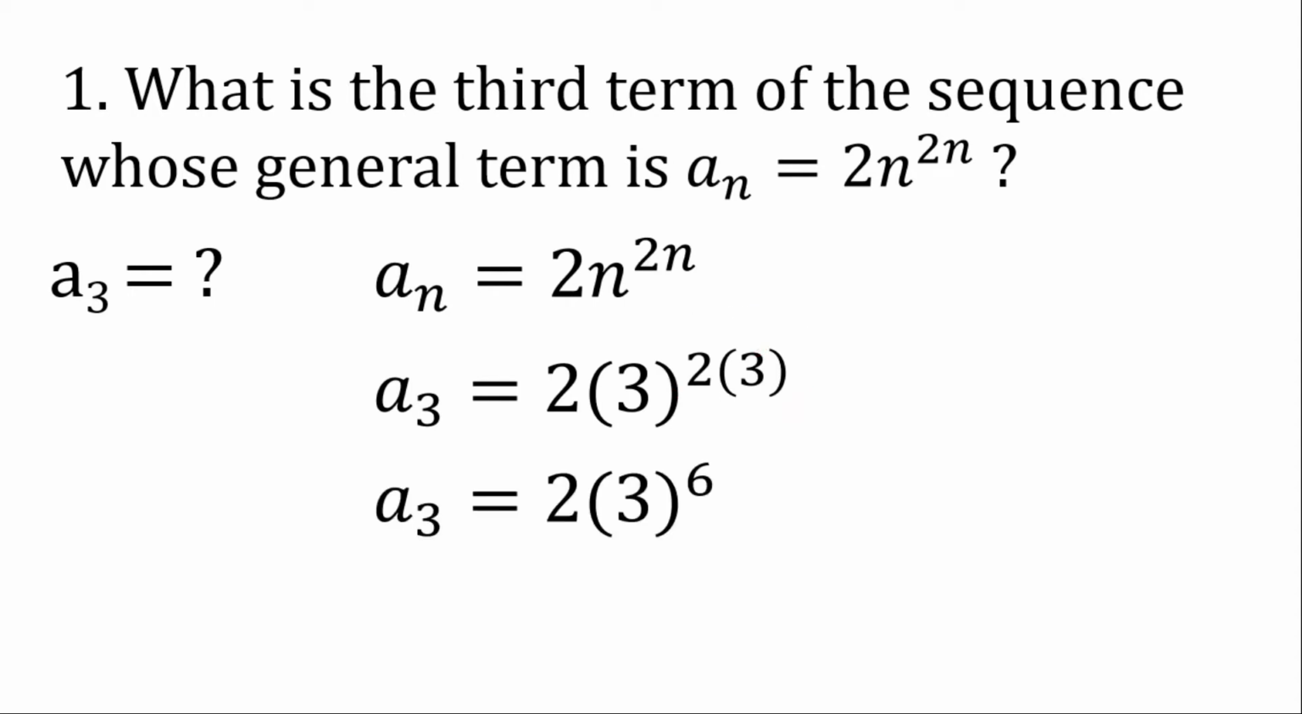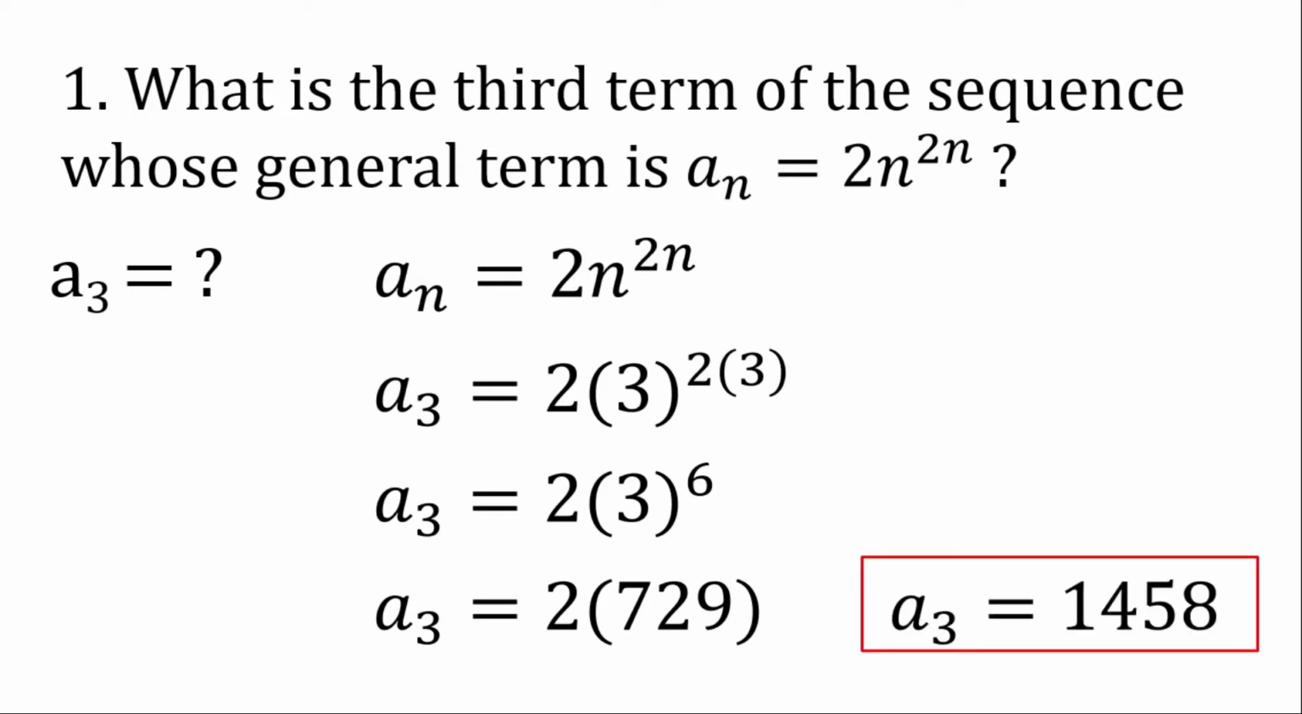So that would become 2 times 3 is 6. Now 3 raised to 6. 3 raised to 6 would be 729. Now 729 times 2, that would be 1,458. So that is our third term. That's the answer for this question.